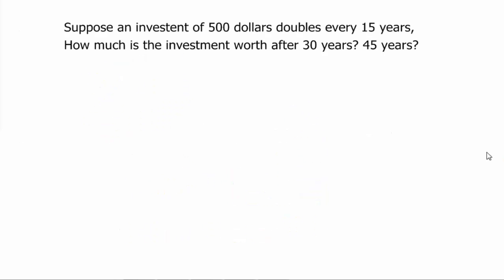All right, on to a word problem. Suppose an investment of $500 doubles every 15 years. How much is the investment worth after 30 years? Okay, so we're going to use our formula. Y equals A times B to the X. 500 is our initial, and that's what A is. Initial amount.